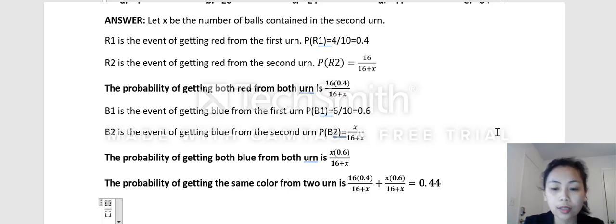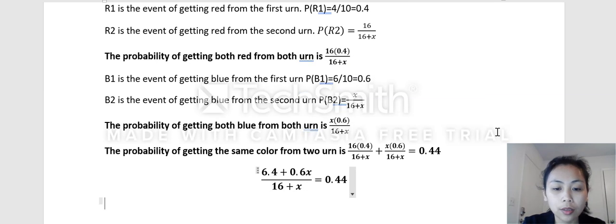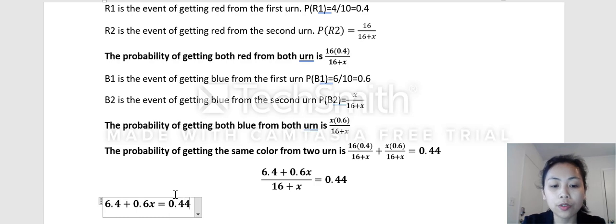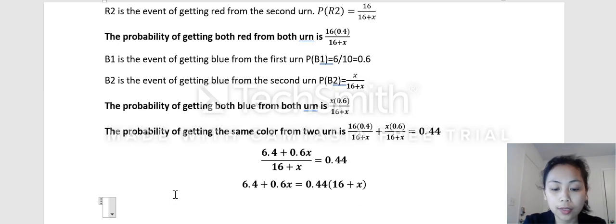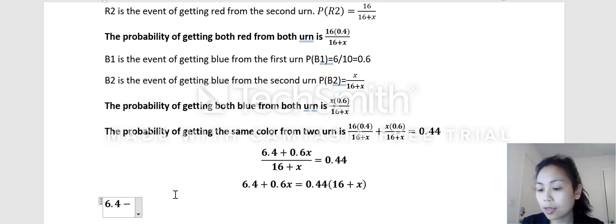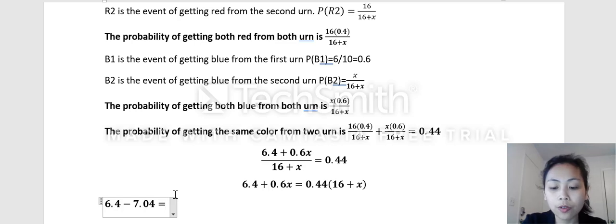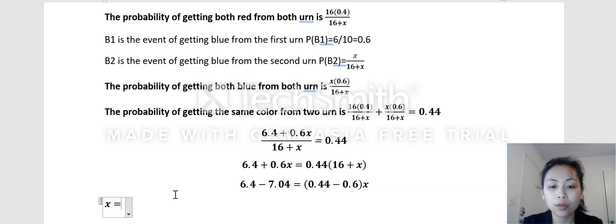So we have 16 times 0.4 is 6.4, plus 0.6x over 16 plus x equal to 0.44. And from here we have 6.4 plus 0.6x equal to 0.44 times 16 plus x. So solve this equation. We have 6.4 minus 0.44 times 16. 0.44 times 16 is 7.04, equal to 0.44 minus 0.6x. So x equal to 6.4 minus 7.04 divided by 0.44 minus 0.6, and you got x is 4.